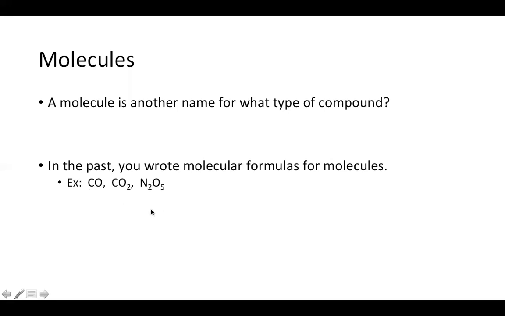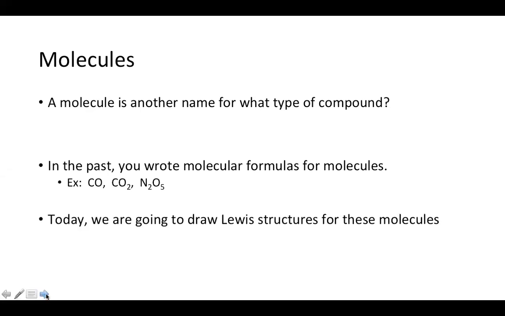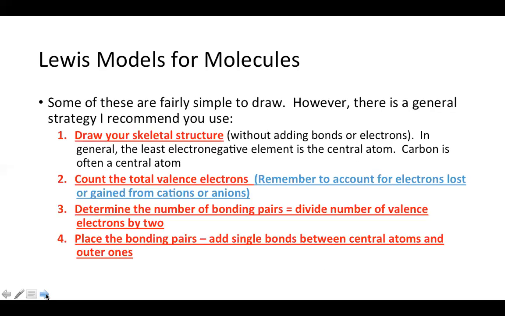While those are good because they show you the relative number of each type of atom in the molecule, it doesn't quite show you how those atoms are sharing their electrons or how they're positioned relative to one another, which is what Lewis structures are going to do. All right, when you are drawing Lewis structures for a molecule, some of these you might find to be fairly simple to draw. However, at least starting out, I would definitely follow this general strategy.